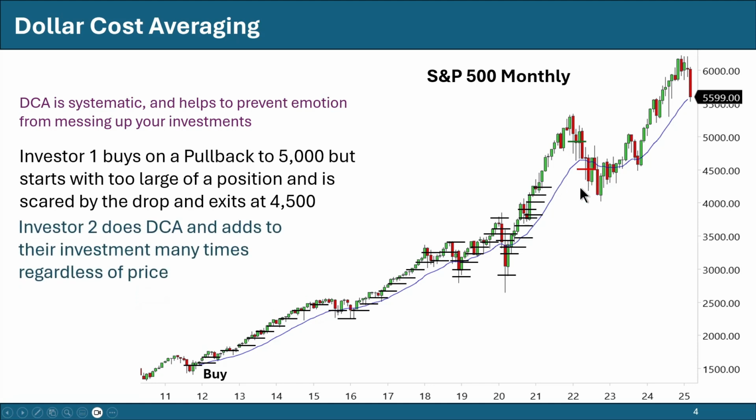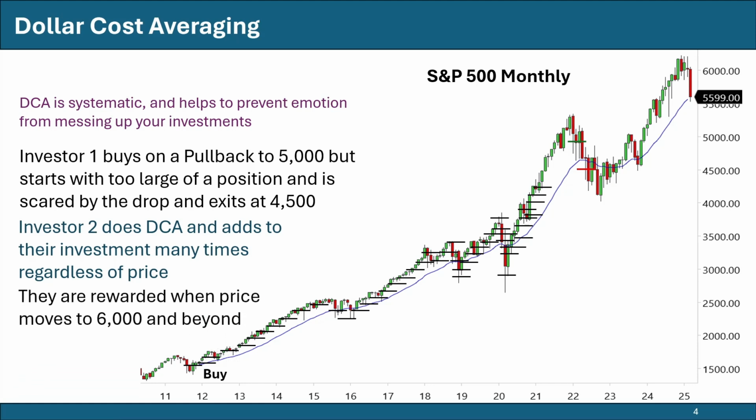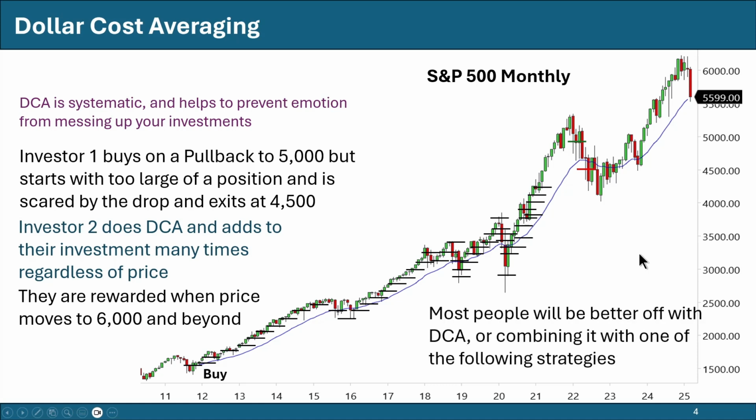And investor 2, they're just dollar cost averaging. They're buying even up at these highs. But then dollar cost averaging, they're also buying as the market pulls back. Then they're the ones that are rewarded when the market goes up to 6,000 and beyond. So because of this, most people would be better off dollar cost averaging or combining it with one of the following strategies.